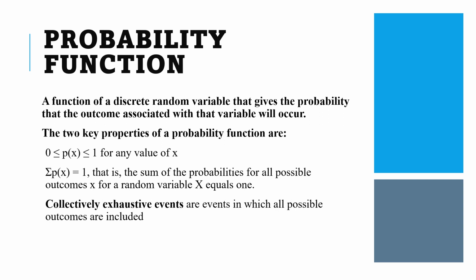Next is probability function. What do you think is a probability function? A function of a discrete random variable that gives the probability that the outcome associated with that variable will occur. The two key properties of probability function are that probability should be greater than 0 and less than 1. Less than 1, sorry. For any x value, it should be between 0 and 1. If probability is equal to 1, that is the sum of probabilities of all possible outcomes x for a random variable x equals 1. Collectively exhaustive event. These are the events in which all possible outcomes are included.